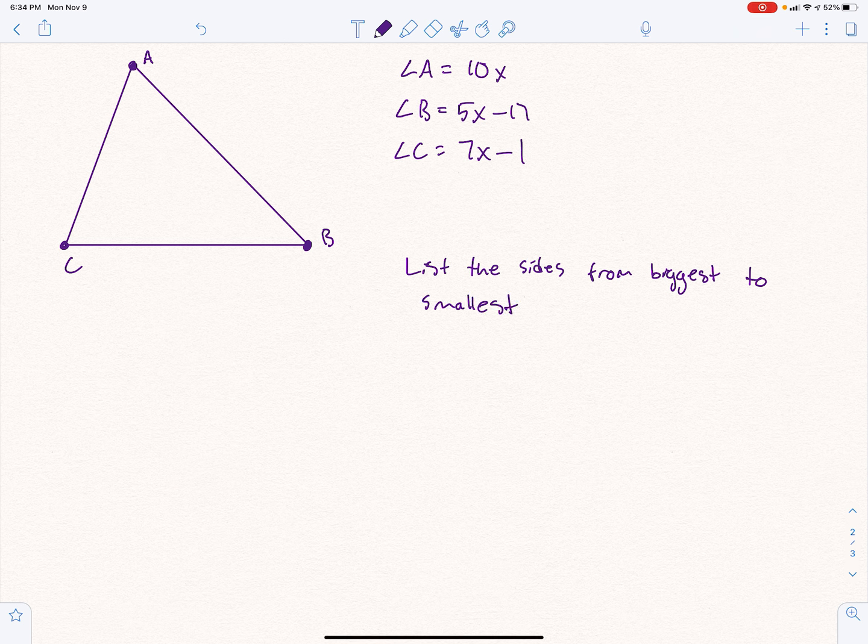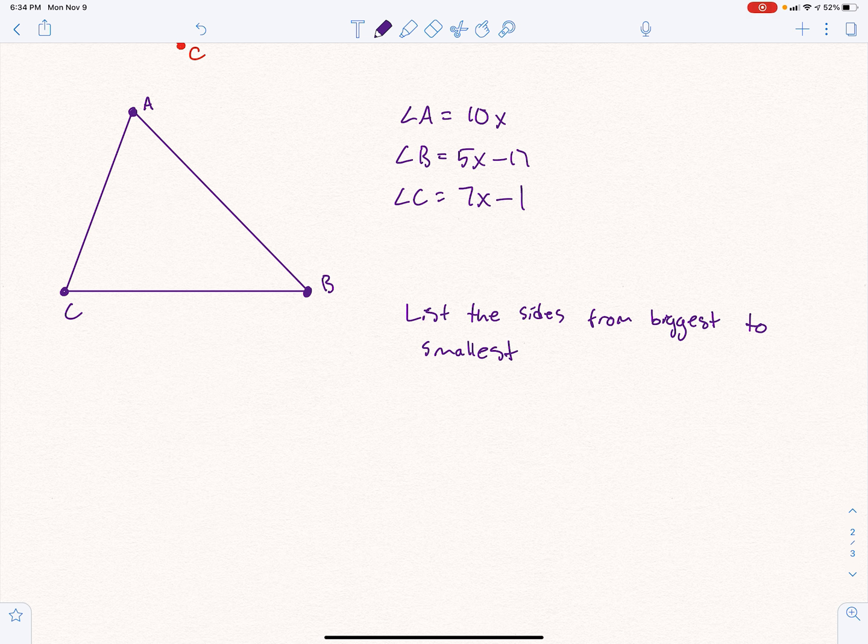So the first thing I need to do is plug in all this stuff in the end of my triangle. They tell us that angle A is 10x, so I'm going to write that in. Angle B is 5x minus 17, so I'm going to put that there. And angle C is 7x minus 1.